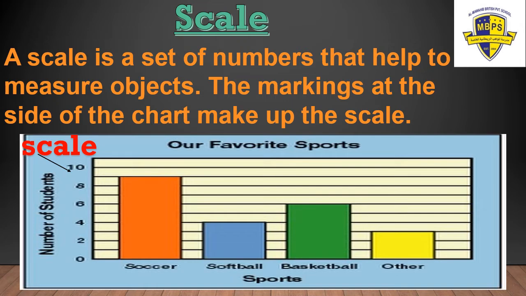Now can you read and tell me how many children like to play soccer here? Now if you see the orange bar, it's between number 8 and number 10. So 9 children like to play soccer. What about softball? How many children like to play softball? The blue bar over there in the slide, if you see, 4 children like to play softball.